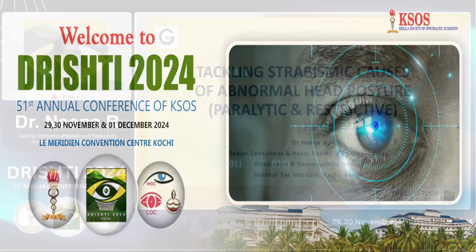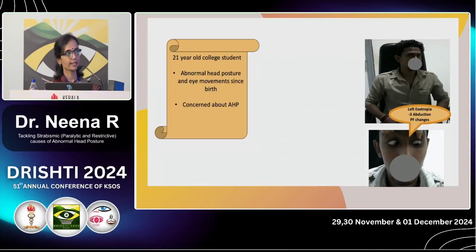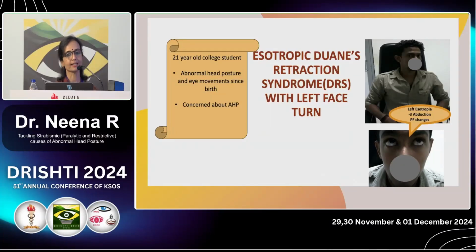Thank you, Dr. Fatima. And I'll be talking on tackling strabismic causes of abnormal head posture. So I'll be talking about both restrictive and paralytic head posture causes. So let's look at this case. He's a 21-year-old college student. You can see that he has a very prominent left face turn. And if you look at the video, you can see that there are some palpable fissure changes in the left eye on adduction, -3 abduction, and he has a left esotropia. So this is a classical esotropic Duane's retraction syndrome with left face turn.